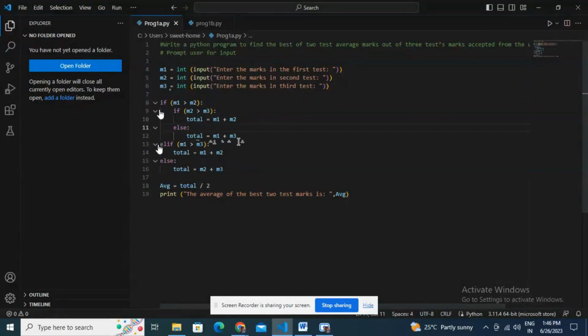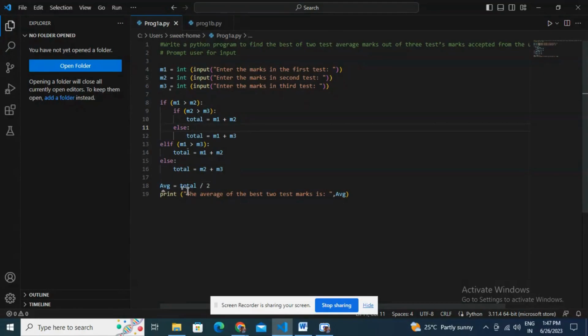Coming to the elif: if m1 is not greater than m2, then else if m1 is greater than m3, then total is equal to m1 plus m2. If the condition m1 greater than m2 is not true, or m1 greater than m3 is not true, then total is equal to m2 plus m3. If m1 is not greater than m2 or m1 is not greater than m3, then m2 and m3 are the two biggest numbers, right? So total is equal to m2 plus m3.